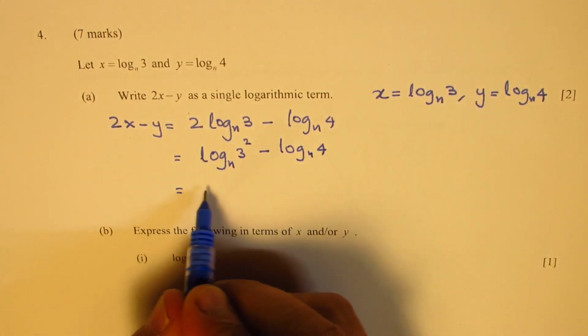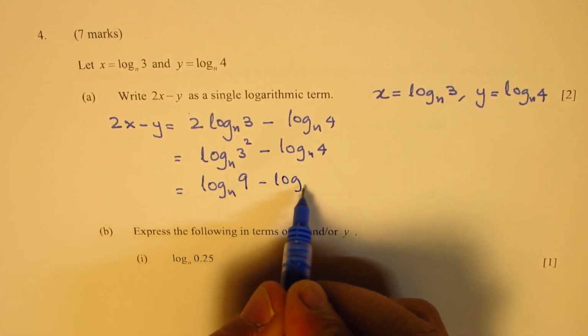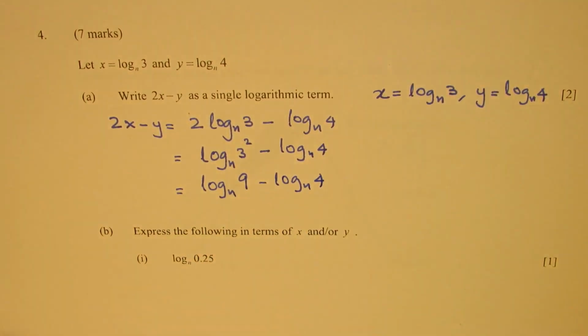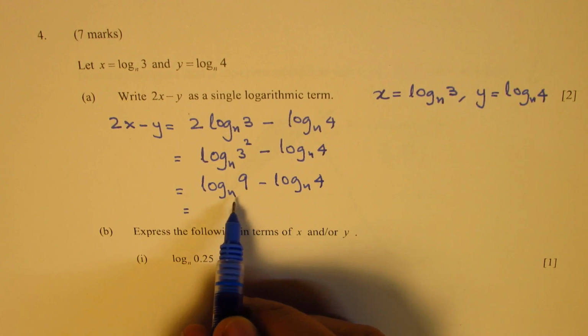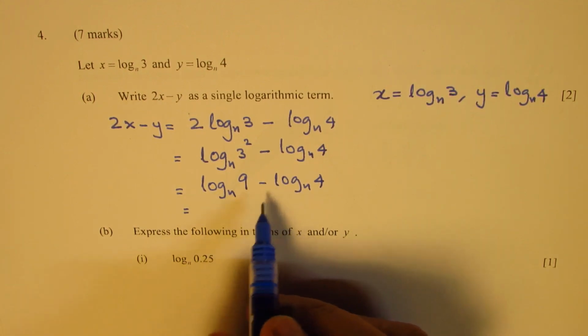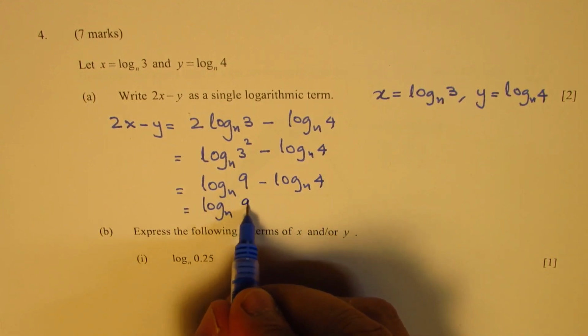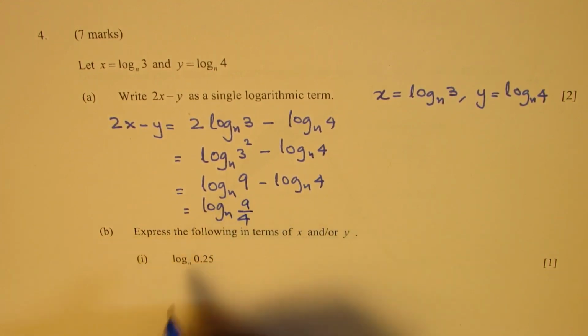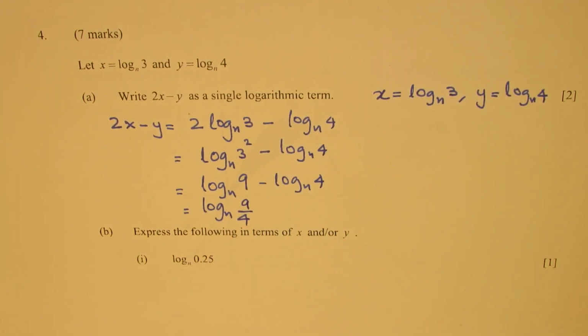Now this is equal to log to the base n of 9 minus log to the base n of 4. And now we can use the quotient rule, correct? When you have two logarithms with the same base and you are subtracting them, you could write them as log to the base n of 9 over 4, correct? So that becomes a single logarithmic term, and that becomes our answer.